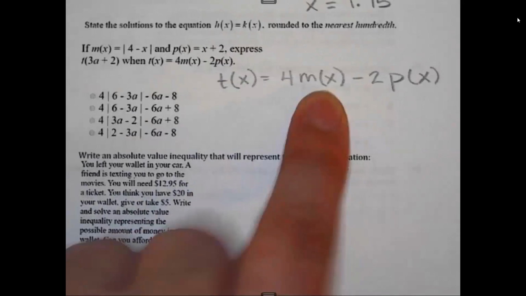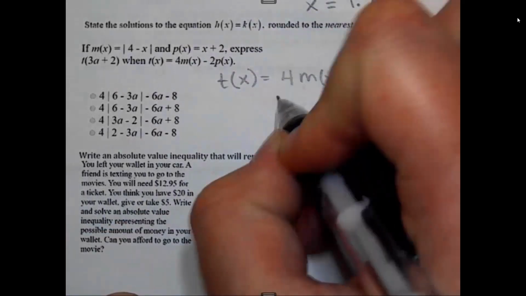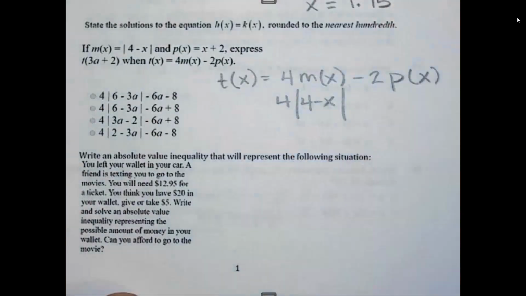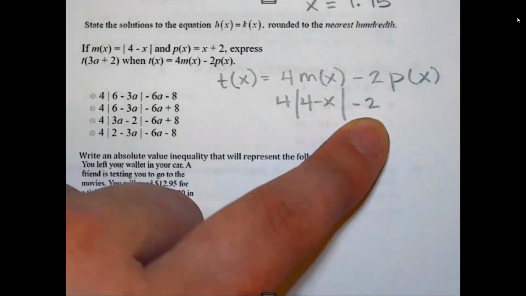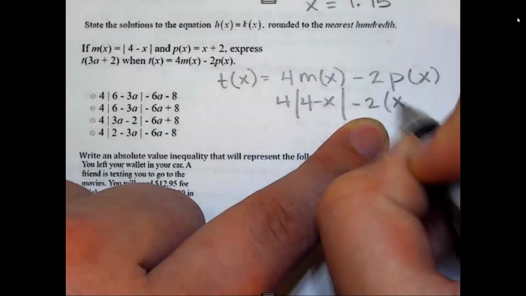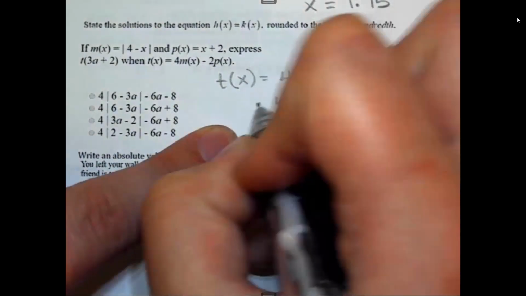So what was the m of x? 4 minus x. Okay, so I'm going to do 4, and then I'm going to do times m of x, which was absolute value of 4 minus x. Okay, and then we've got minus 2, and then what was p of x? Okay, so times, and I'm going to put this in parentheses, x plus 2. Okay, and this is t of x.